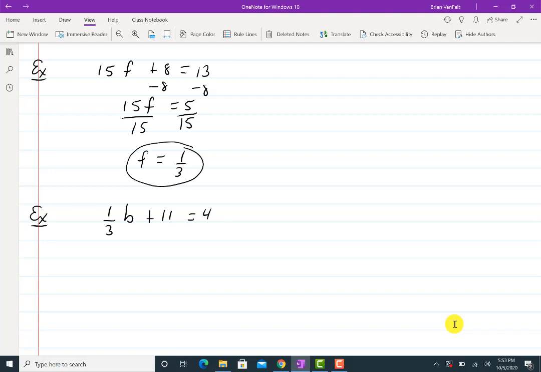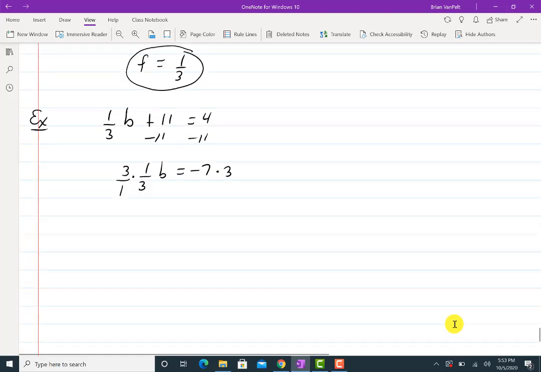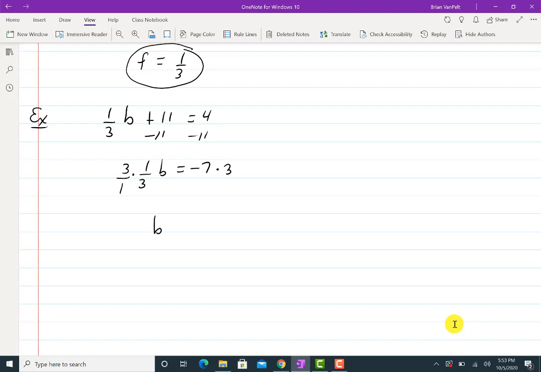So in a situation like this, I doubt I would multiply everything by 3 right off the bat. I think what I would do, since it's so simple, is subtract 11 first, like so, and then I can multiply both sides by 3. And I'll be left with just b equals negative 21. These 3's, of course, canceled out.